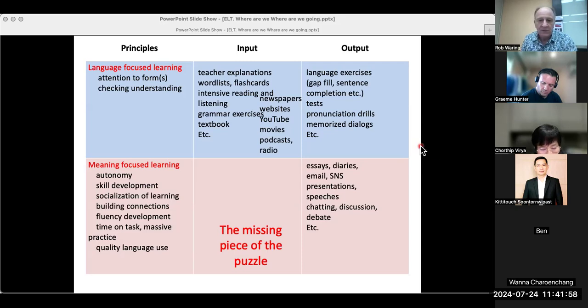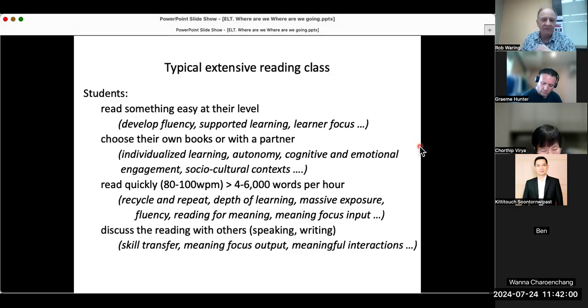So if we have students in a typical extensive reading class, they will read something easy at their level. If they're reading something easy, they can develop fluency. They get supported, scaffolded learning. The learners are choosing what they want to read. It's learner-focused input. They choose their own books. It's individualized because they're choosing their own materials.